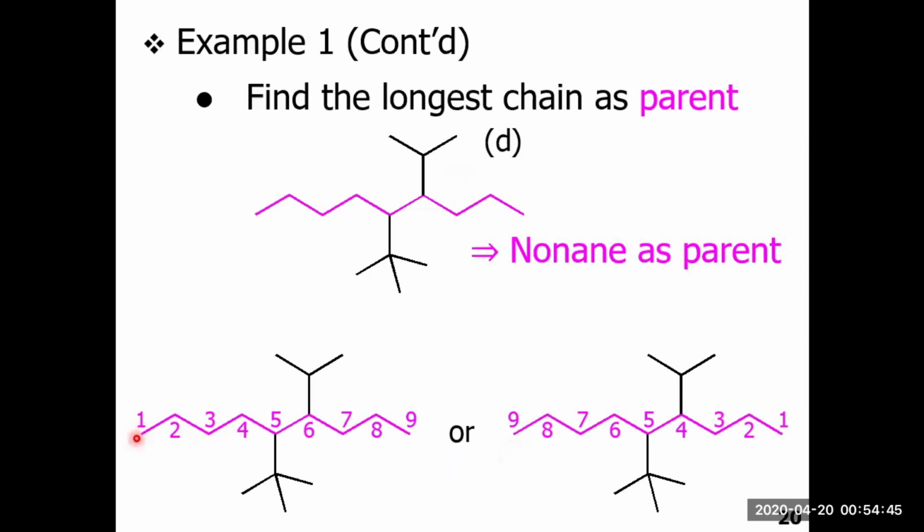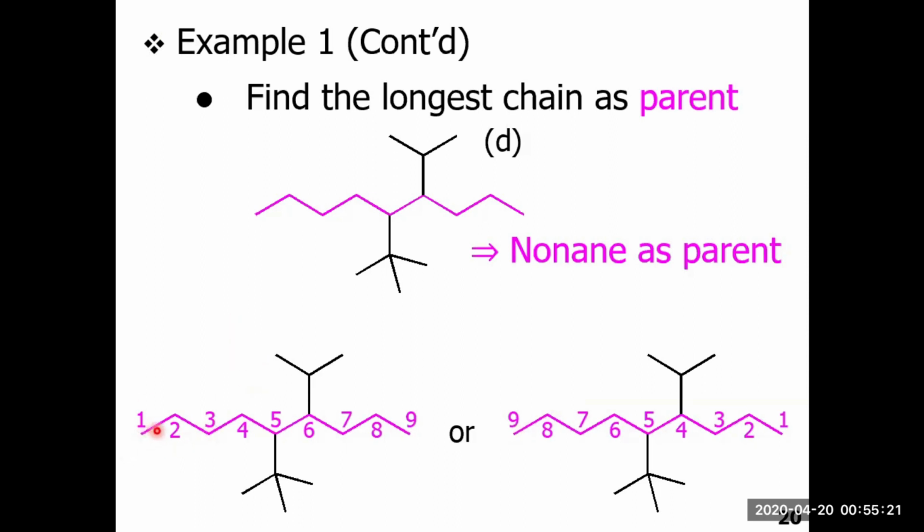We can number it in this way. We can start from this side, 1, 2, 3, 4, 5, 6, 7, 8, 9, or we can also start on this side, 1, 2, 3, 4, 5, 6, 7, 8, 9. Now, what does the rule tell us? Again, we have to start numbering at the end nearest the first branch point, or the set of locants that we get should be the lowest possible combination. So let's take a look at this case.